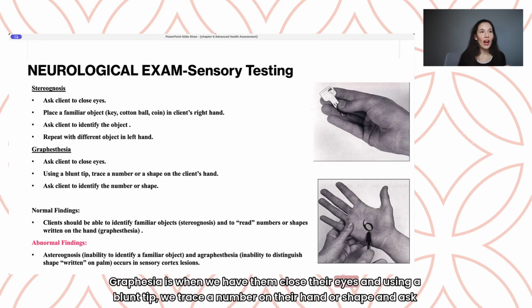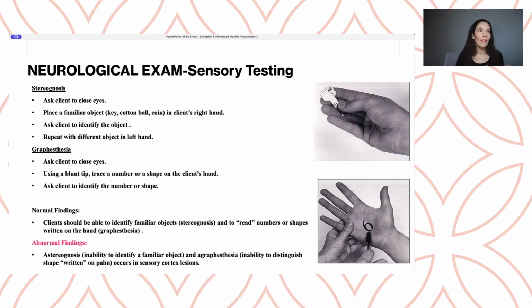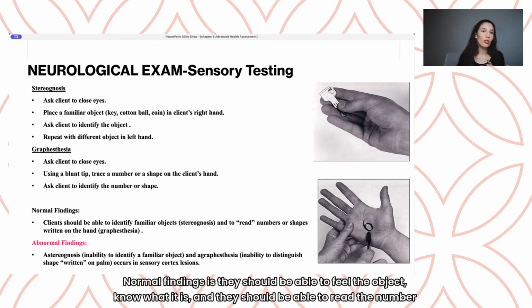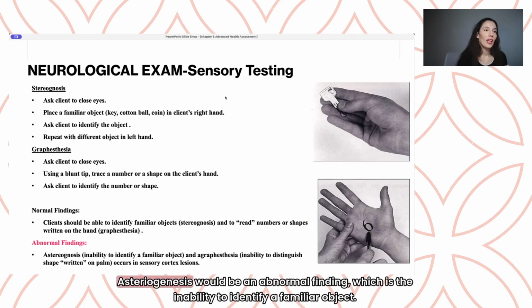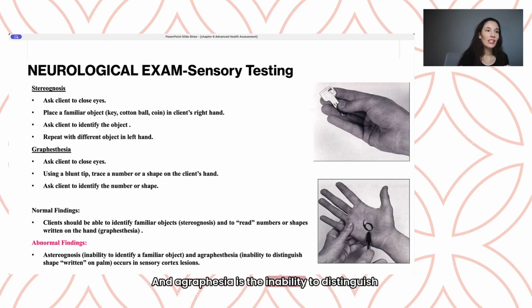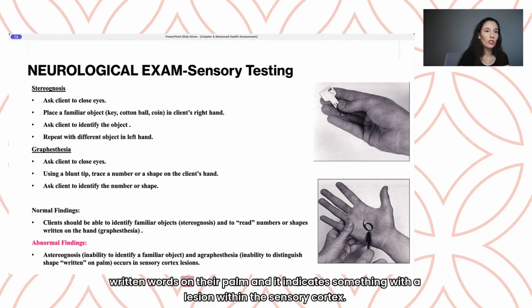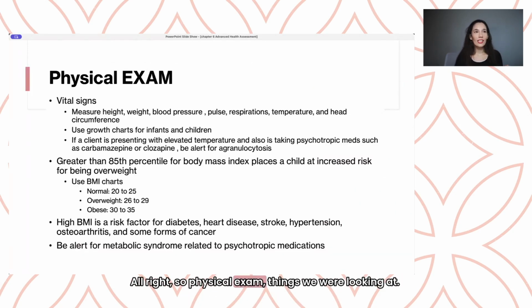Graphesthesia is when we have them close their eyes and, using a blunt tip, we trace a number or a shape on their hand and ask them to identify what it is. Normal findings are that they should be able to feel the object, know what it is, and read the number or shape written on their hand. Astereognosis would be an abnormal finding, which is the inability to identify a familiar object. And agraphesthesia is the inability to distinguish written words on their palm, and it indicates a lesion within the sensory cortex.